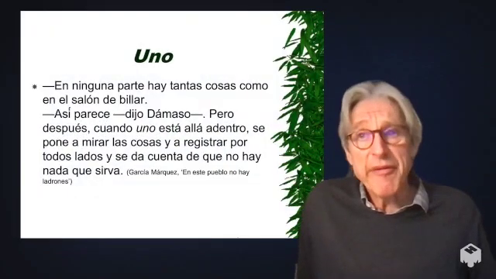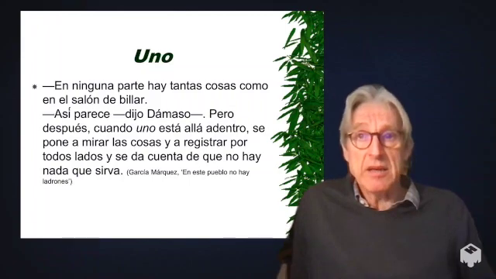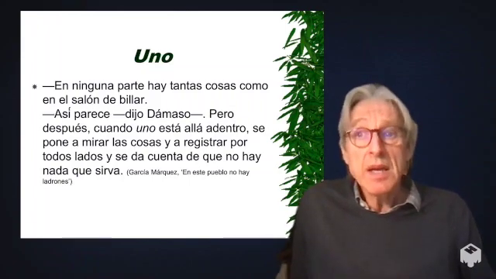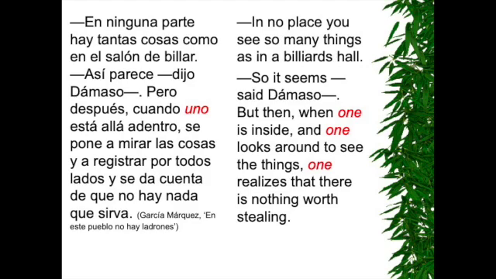In this fragment, we see a very clear case of use of uno. Again, we are in the story, in this village there are no thieves, en este pueblo no hay ladrones, and Damaso, the thief of the billiard balls, is narrating how he felt when he was in the saloon to rob the billiard balls. En ninguna parte, says his girlfriend, hay tantas cosas como en el salón de billar. Nowhere do you have so many things as in a billiard saloon.